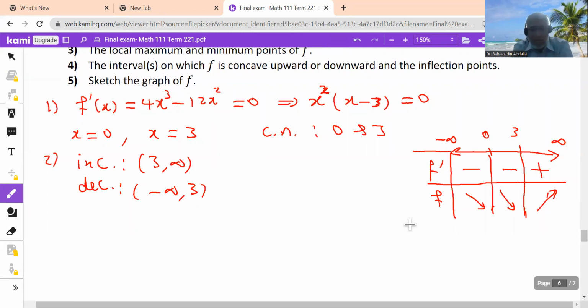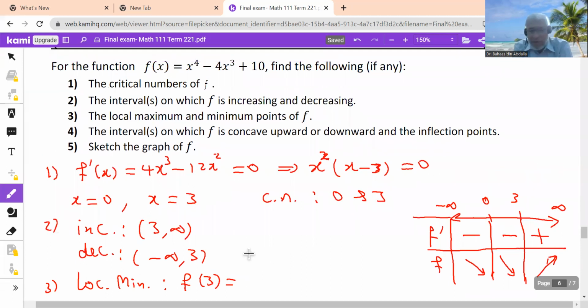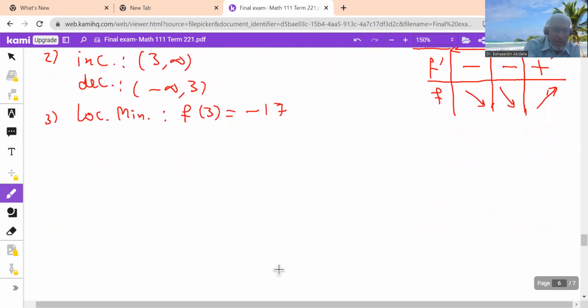The local maximum and minimum points of f. Well, there is no local maximum, but there is a local minimum here, because down, up, it's a local minimum. So there is a local minimum at 3, but he is asking what is the local minimum. So the local minimum is, you say, f of 3. And since we are going to sketch the graph, I'll evaluate x by 3 in f, because I need to find f of 3. So I go to f and I replace x by 3. If you use the calculator and find 3 to the power 4 minus 4 times 27 plus 10, you will find that the answer is negative 17. So negative 17 is the local minimum.